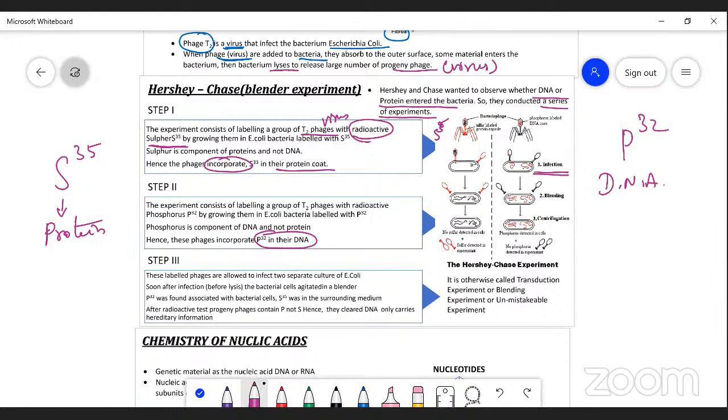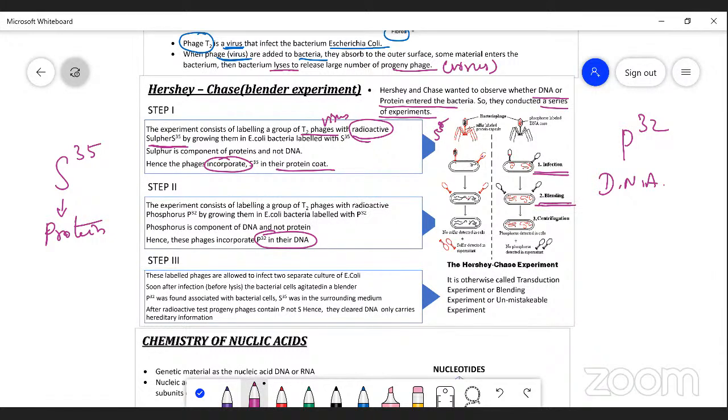Okay, so after the infection, something is transferred from the virus body to the inside of the bacteria. That step is known as the blending step.